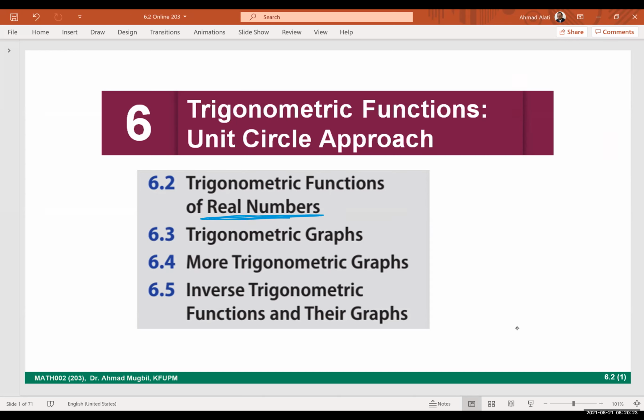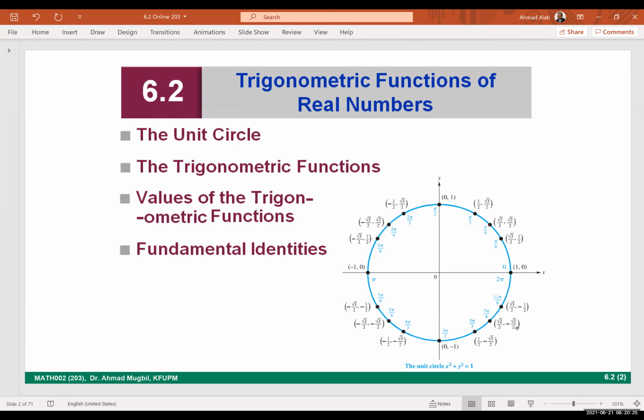Let's start one by one. Let me start with 6.2. In this section, I will remind you about what the unit circle is, how to define the trigonometric functions using the unit circle, and how to evaluate them. And we will also remind you about the fundamental identities.